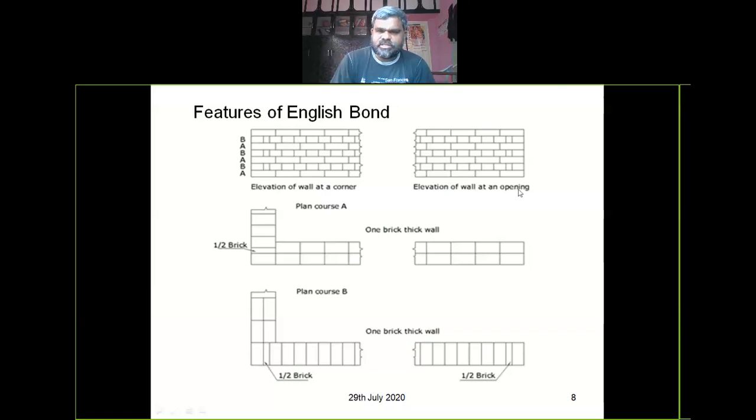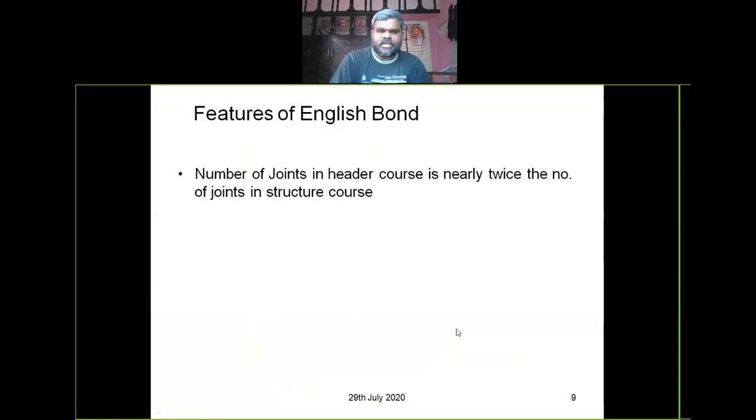Yes, this is the elevation of an opening. See, this is a half brick wall. This is a stretcher. This is a queen closer. Again stretcher, stretcher, stretcher, continuous. Here also stretcher and queen closer, stretcher, and these are all stretchers. Here, stretchers are like this. Right, these are the diagrams.